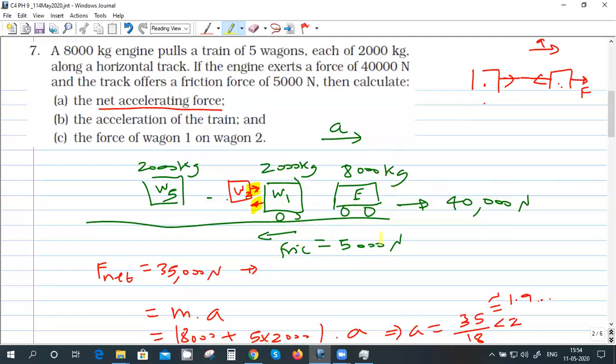Find this force: the net force acting on this is known, right? On the right side is 40,000, and here it is... let's call this force P, similar to tension, and some friction force is there at the bottom. So if you take this as my system, the engine in the first one, what are the forces acting on it?